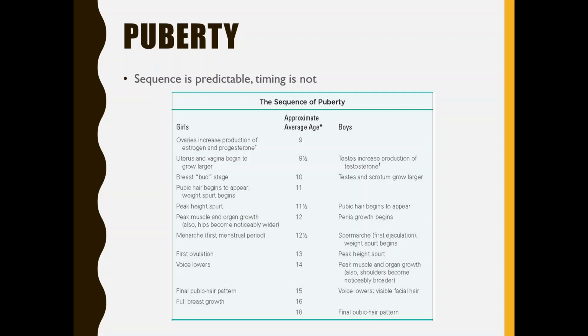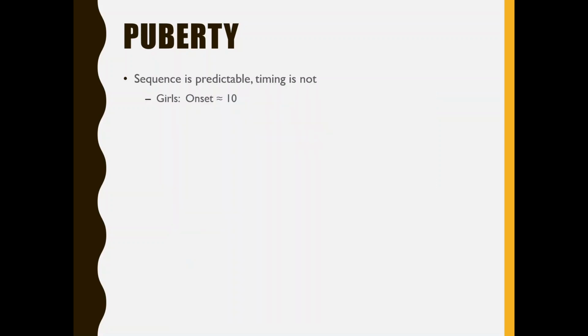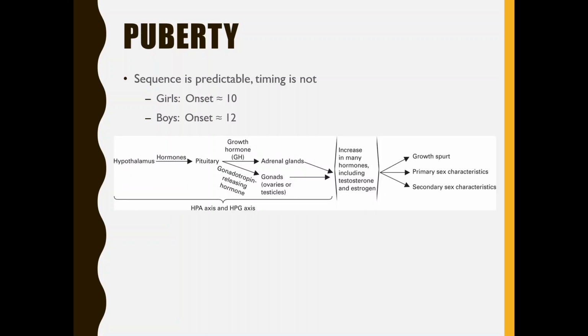So you can kind of see the boys' peak muscle and organ growth being a solid 2 years behind girls, and their widening tends to happen on their shoulders rather than on their hips as with girls. And so you see this voice changing, about 14 for girls, about 15 for boys. Final pubic hair pattern in place around 15 for girls, around 18 for boys. And then full breast growth is listed here at age 16, but I think a lot of girls who are listening to me can account for the fact that breasts continue to grow long after the age of 16. So we have this disparity between boys and girls.